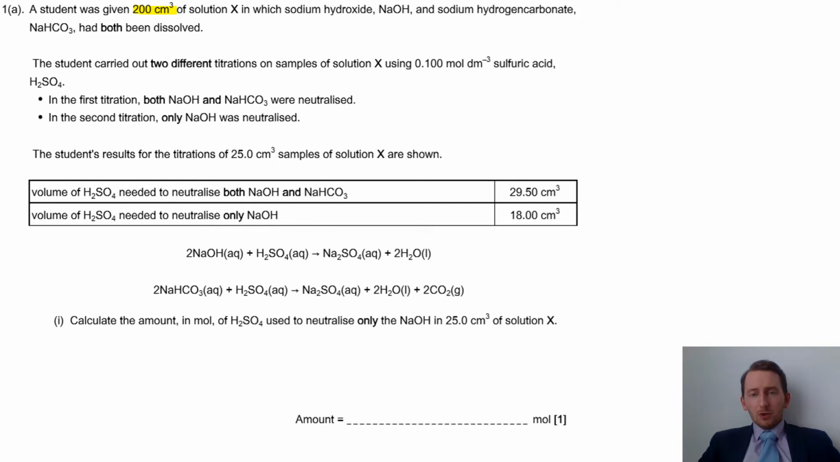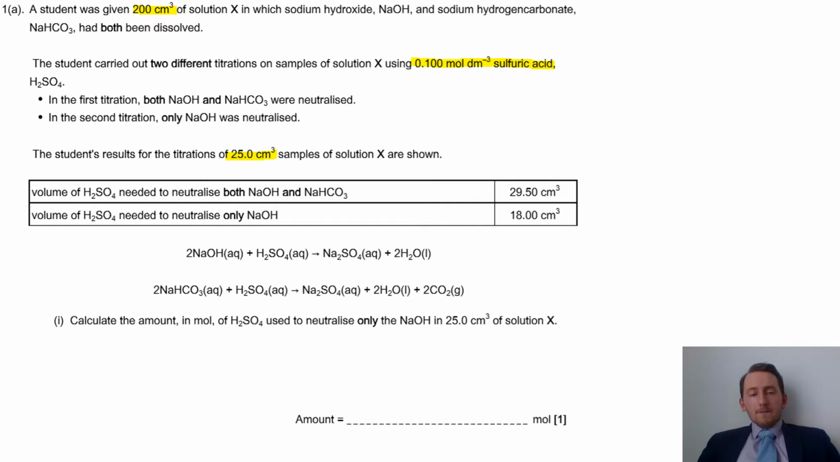We have that much of sulfuric acid, 0.1. Two titrations, one with both NaOH and NaHCO3, and then one with just NaOH. This is what we've got for our 25 centimeters cubed of the solutions. We have some volumes, we've got our equations.